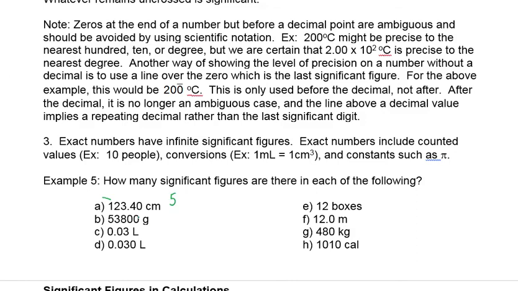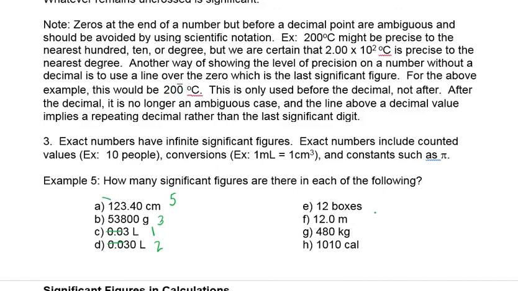Next one, we have no decimal, so we start over here. 3 significant digits. Decimal, start on the left. 1. Decimal again, but we've got a 0 at the end, so that one's got 2 significant digits.